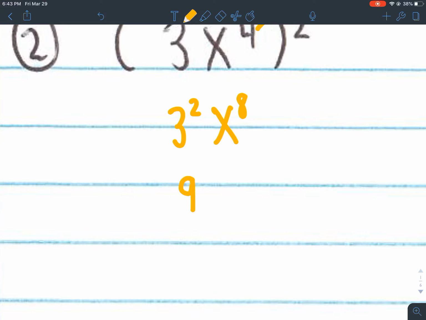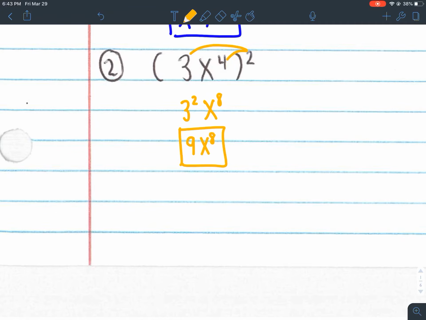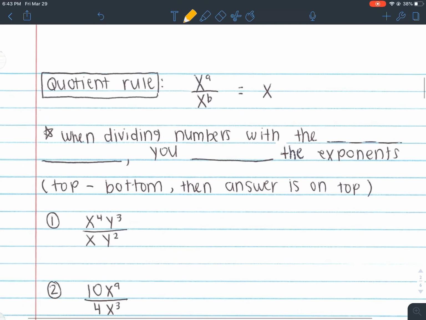Okay, it's not 6 because, remember, squared means multiplying it by itself. So 3 times 3 is 9. And then we have x to the 8th. And that's our final answer. You want to simplify as much as possible. So since 3 squared can be simplified more to 9, then you simplify it. Don't just leave it the way it is.